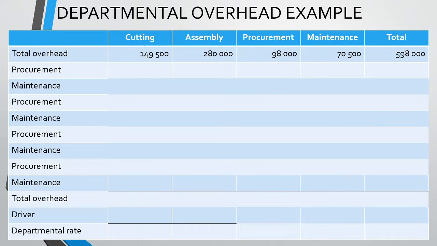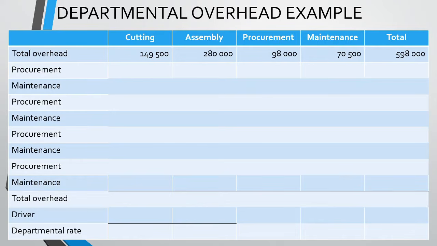Our next step then is to allocate our service departments, which were procurement and maintenance, to our production departments of cutting and assembly. For the repeated distribution method, remember that the order we allocate the service departments in does not matter. For the purposes of this example, I will start with the procurement department. But if you want, you could start with maintenance. The answer will be the same.